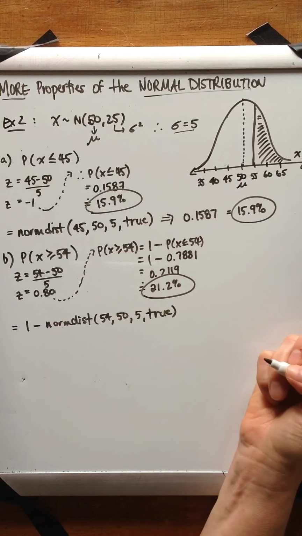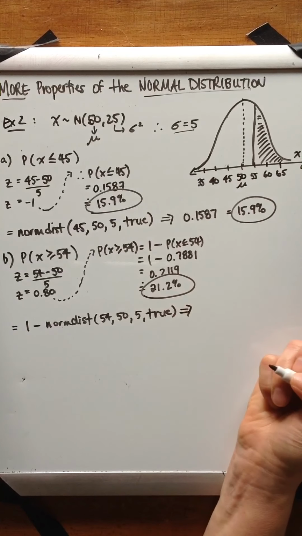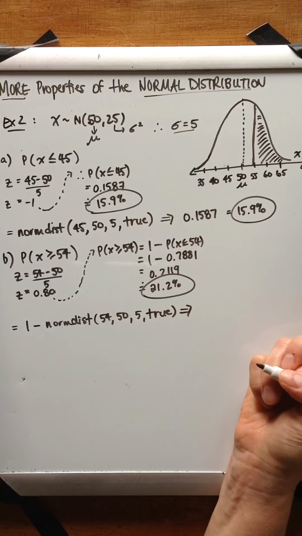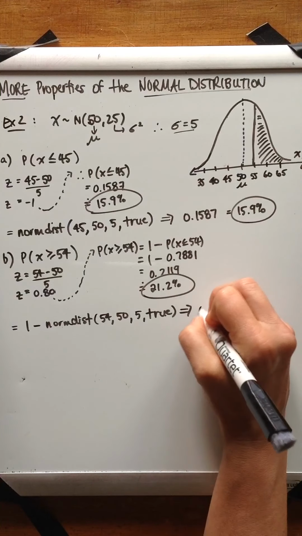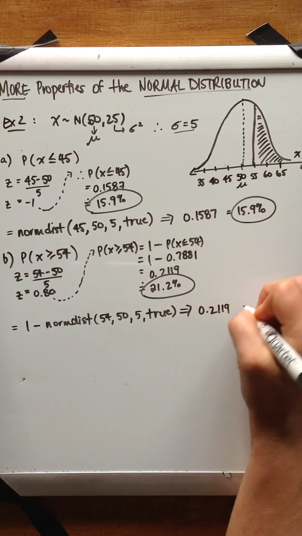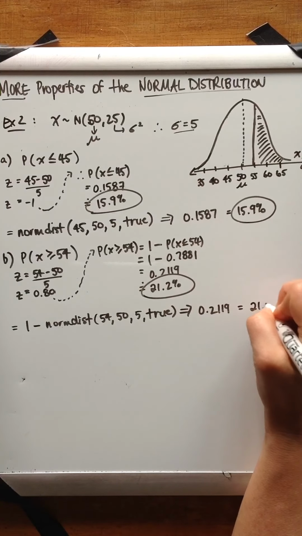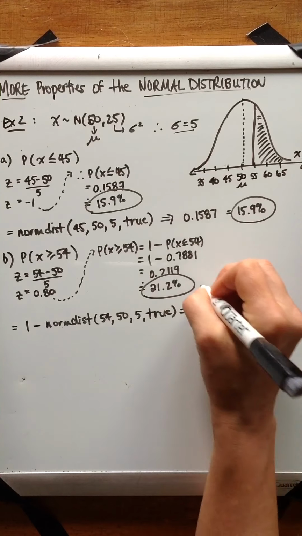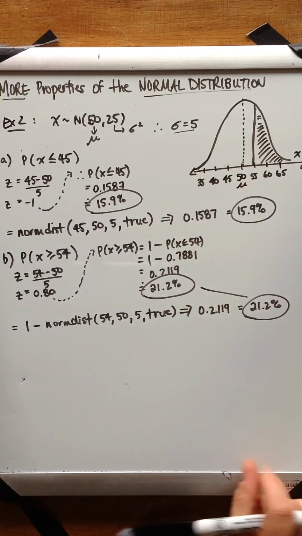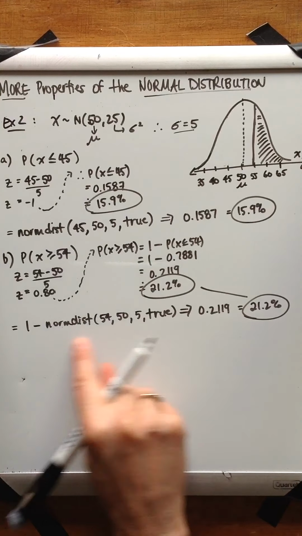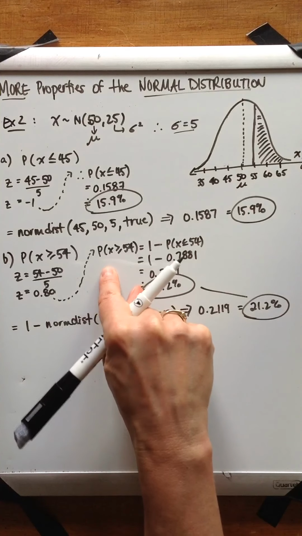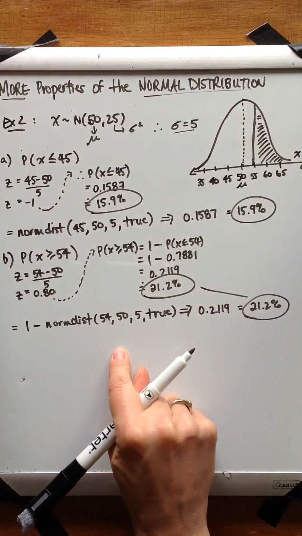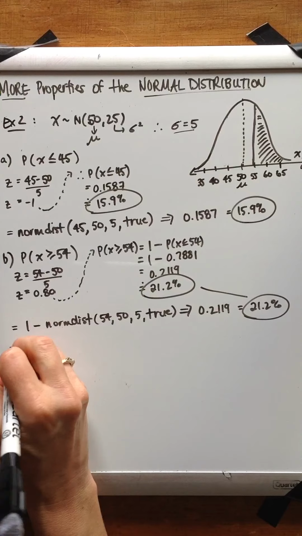And when you hit enter into that cell, and again, I encourage you to try this, you should end up with 0.2119, which is equal to 21.2%. You get the same answer in both cases. So this is pretty slick. It's a little bit faster, I think, than this method, but I do want you to be able to do both. All right, one more example.